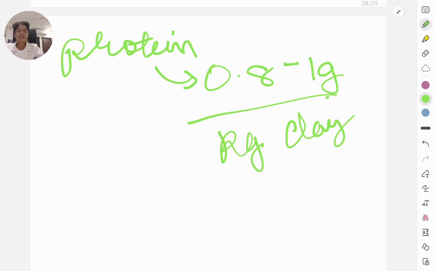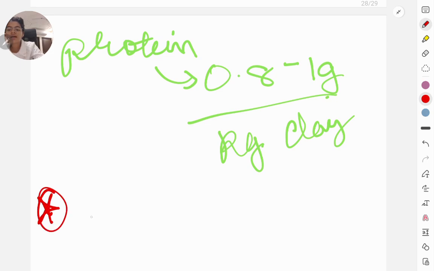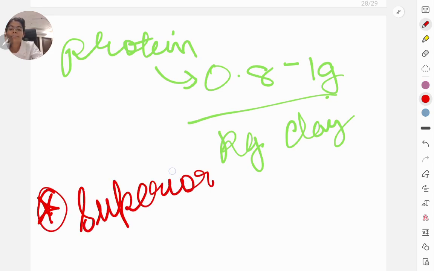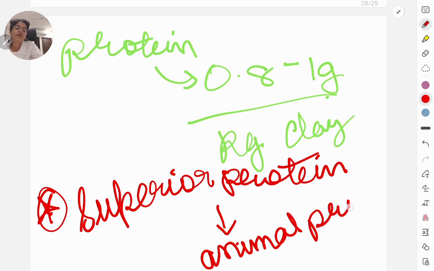Then recommended, see this thing I am actually saying, I am stressing so much that you keep this in mind, that superior protein is animal protein, because I am damn sure you would have to write this in your exam.